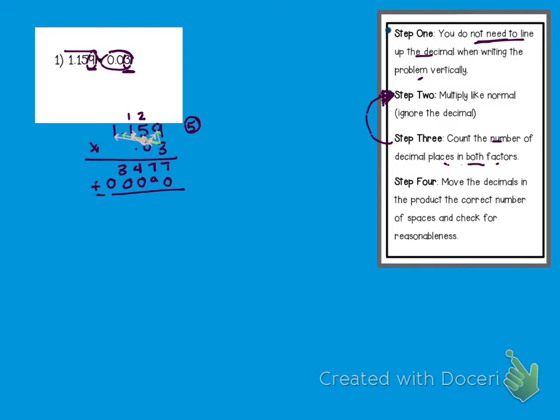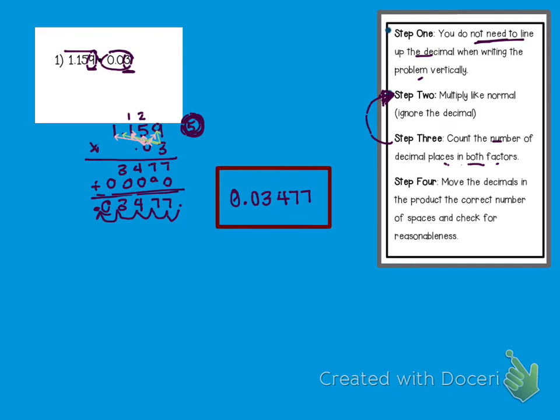Okay, we're going to add all of these numbers together. 7, 7, 4, 3. Okay, 5 numbers to the right of the decimal, so I'm going to start in the back of my product. 1, 2, 3, 4, 5. Okay, so when we have a place value missing, remember we fill a 0 in right there. And we should get 0.03477. Let's go to the next problem.